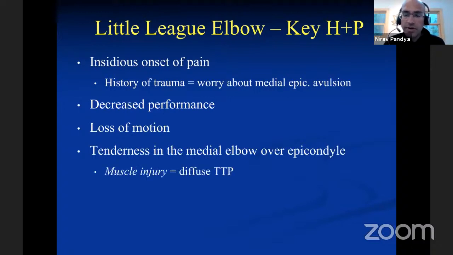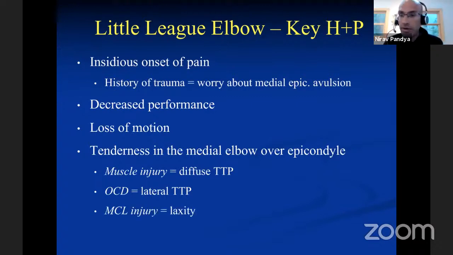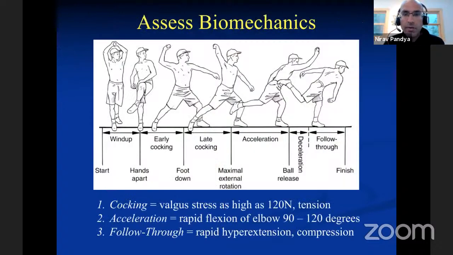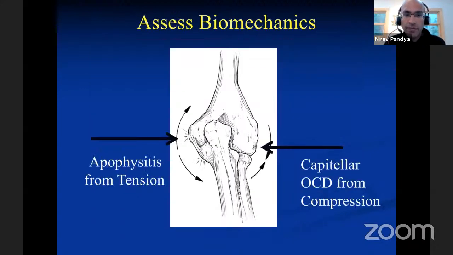If they're more diffusely tender, it's typically a muscle injury. If they're laterally tender, it could be an osteochondral injury. And if they have laxity, that's when you get worried about ulnar collateral ligament injury. A lot of this has to do with throwing mechanics, and if there are issues with them continuing to have this pathology, it's important to look at that. But this is basically what happens: you get apophysitis from tension and capitellar osteochondral lesions from compression. And that's where the pathology lies for these apophyseal injuries.